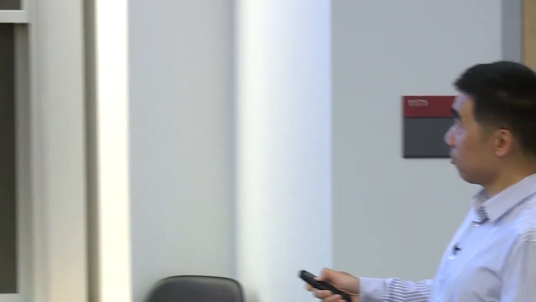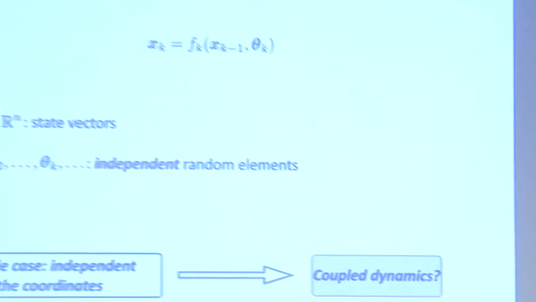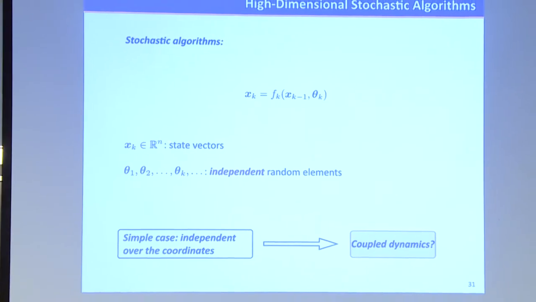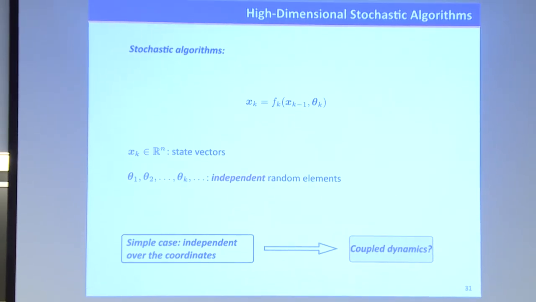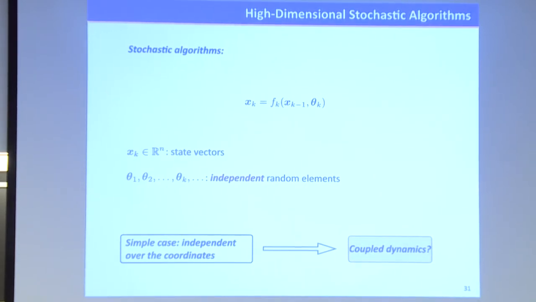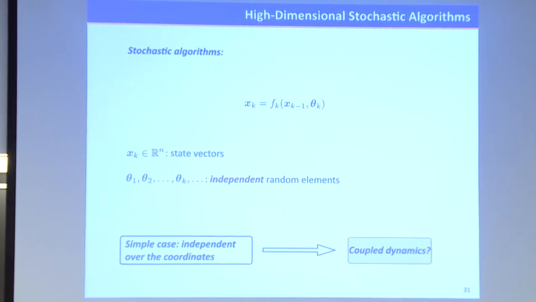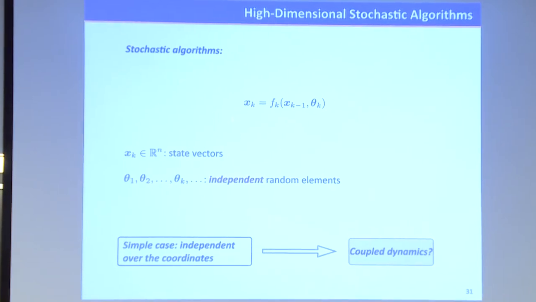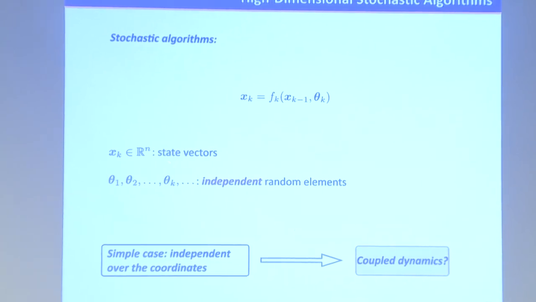Why is it possible to analyze these high-dimensional coupled dynamics in a tractable way? Here is an abstraction. The type of algorithm that we study is nothing but a recursion from x of k minus 1 to x of k, where x of k is our n-dimensional vector, where n is presumably very large, finite but large. And at any given step, we also have some independent randomness injected into the system. For example, a new piece of information, a new measurement, a new sample from the distribution, and so on. Now, this is a Markov process in R^n.